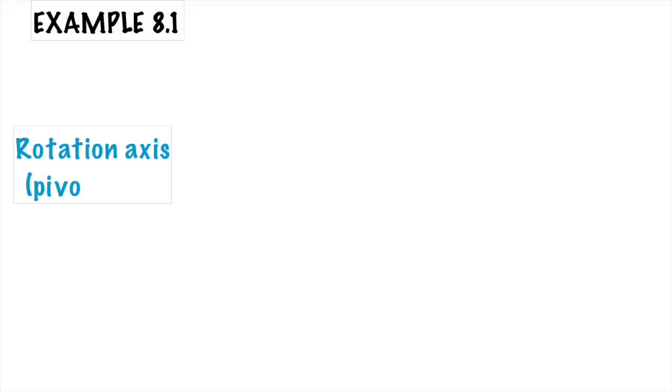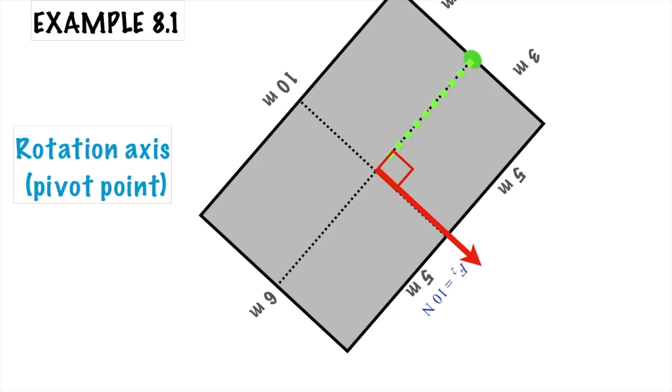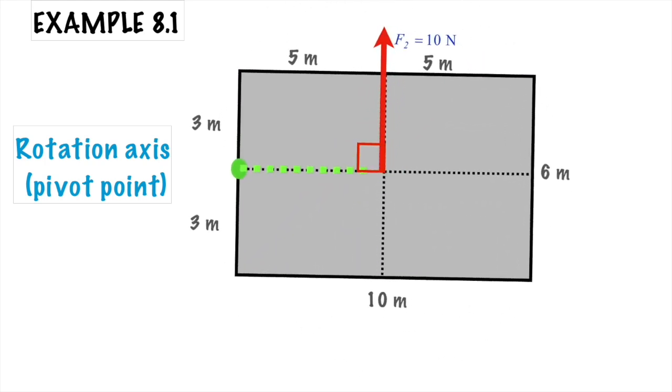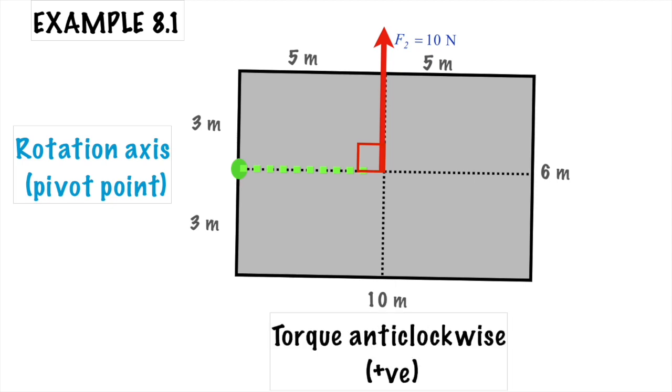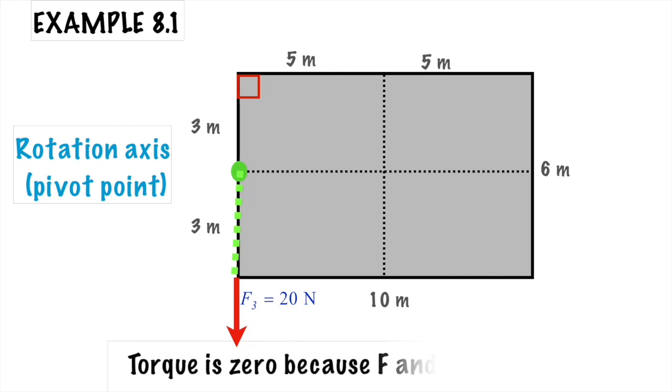Now, for force 2, the direction is upward. Then, the force will rotate anti-clockwise. The sign convention for torque for anti-clockwise is positive. Torque will be positive. For F3, torque is 0 because F3 is parallel to D. This force cannot rotate.